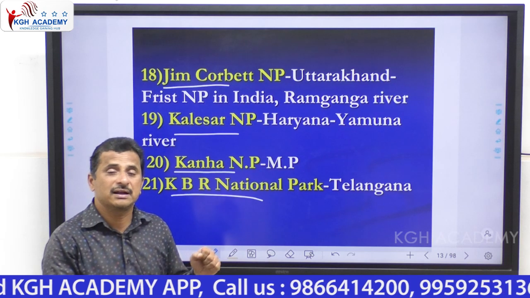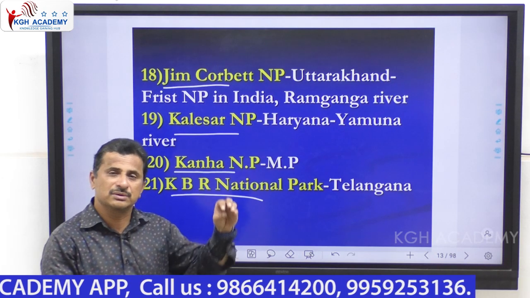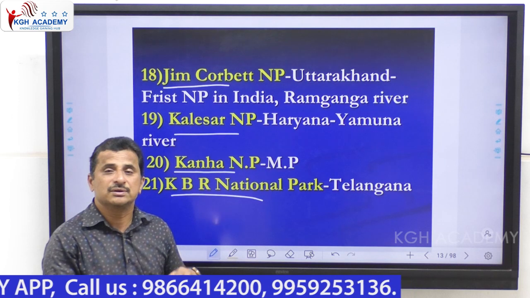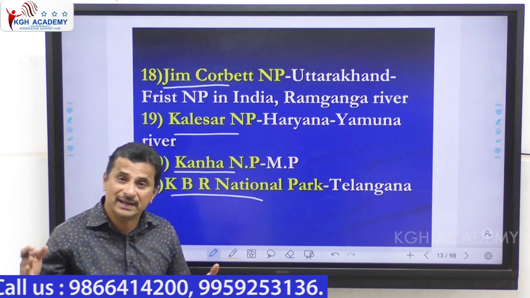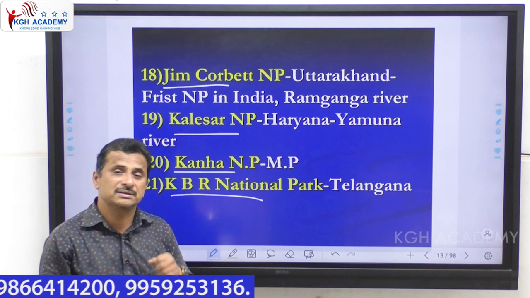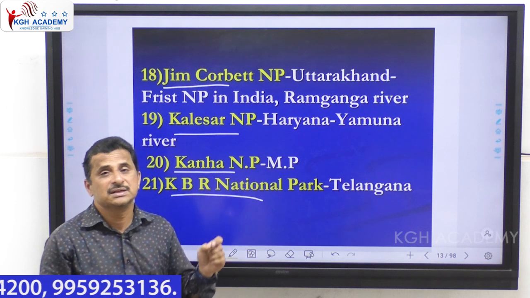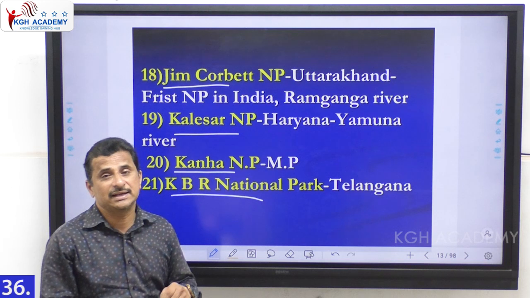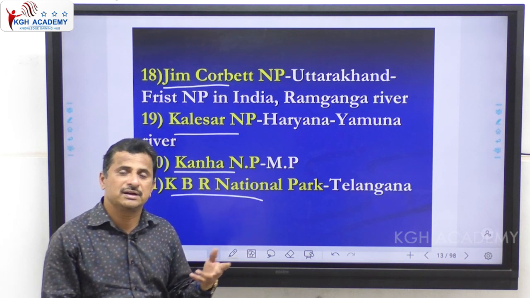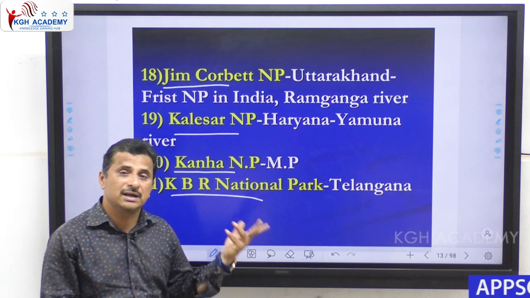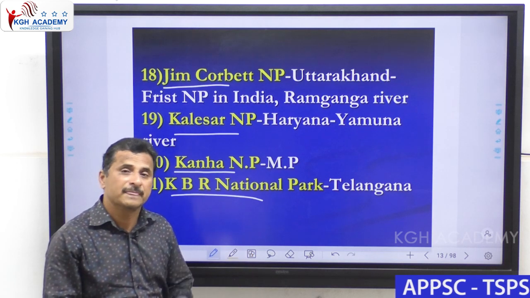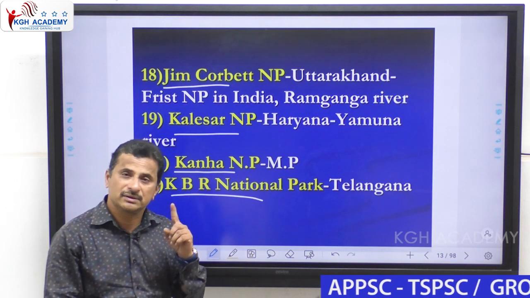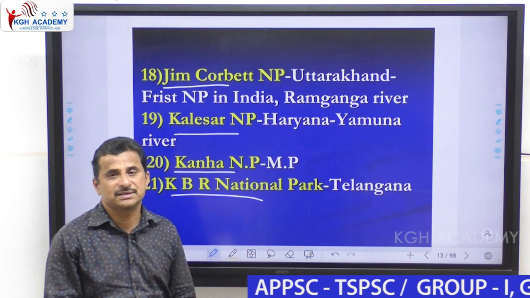And Mahavir Harini Vanasthali National Park is also part of Hyderabad. Mrugavani National Park is also very adjacent to Hyderabad. Like these, three national parks are present in the center of Hyderabad. Really, this type of condition you cannot see in any other metropolitan city. Okay, so very important for TSPSC, APPSC also.